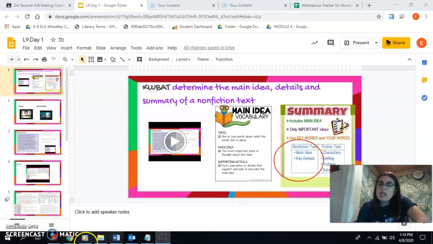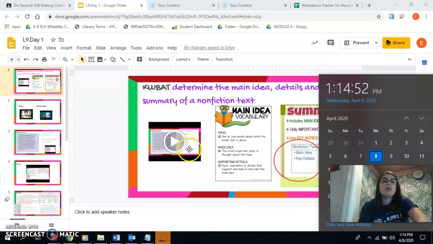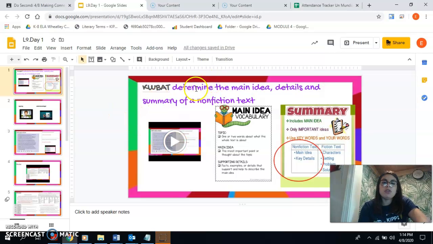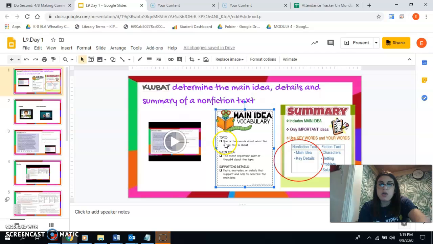Tipsters, today is Monday, April 13th, and today we will be able to determine the main idea, details, and summary of a nonfiction text. So, remember, a main idea has a topic, one or two words about what the text is about. The main idea is the most important part or thought of the topic. So remember, our topic has to be included in our main idea. And then details, supporting details, or facts or examples that support and describe the main idea. So it has to match the main idea and the topic, and it needs to be able to support it.